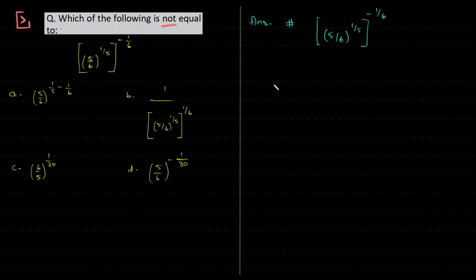Okay, so let's begin with let a be equal to 5/6. It makes my job and your understanding simpler. So this will become a^(1/5), the whole to the power of minus 1/6. Now let's examine. The very first thing is, can I rewrite this as a to the power of 1/5 into minus 1/6?